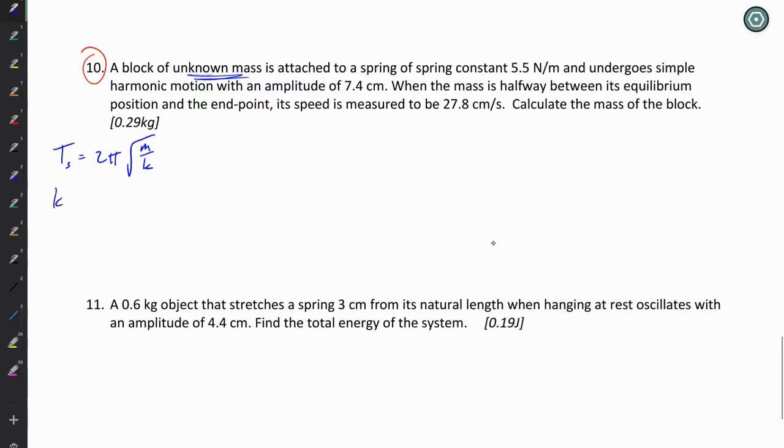It's attached to a spring of constant 5.5 newtons per meter. It undergoes simple harmonic motion with an amplitude of 0.074 meters when the mass is halfway between its equilibrium position and the endpoint. All right, so at x equals half of the amplitude, I'm going to call this x half and v half, its speed at that point is 0.278 meters per second. Calculate the mass of the block.